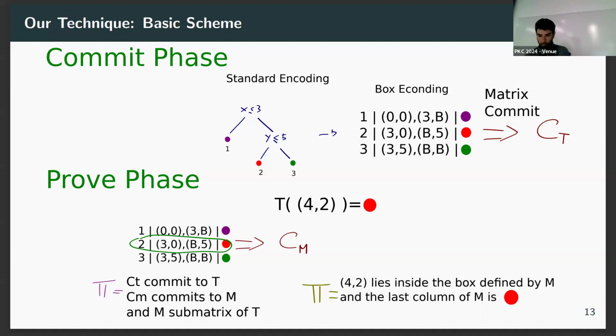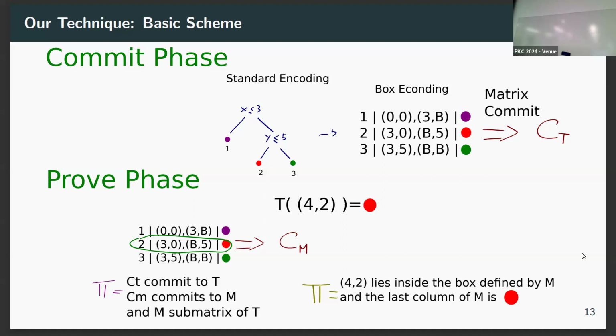Now, in the proving phase, for example, if the prover wants to show that (4, 2) is equal to red, what the prover should do is go to the box where (4, 2) belongs, which is the node number 2. It selects this row and commits to this row using a matrix commitment, then uses our matrix lookup argument to show that this row I'm committing to is indeed a valid box inside the decision tree. So it's a submatrix of the matrix that describes the decision tree. And this is the first proof.